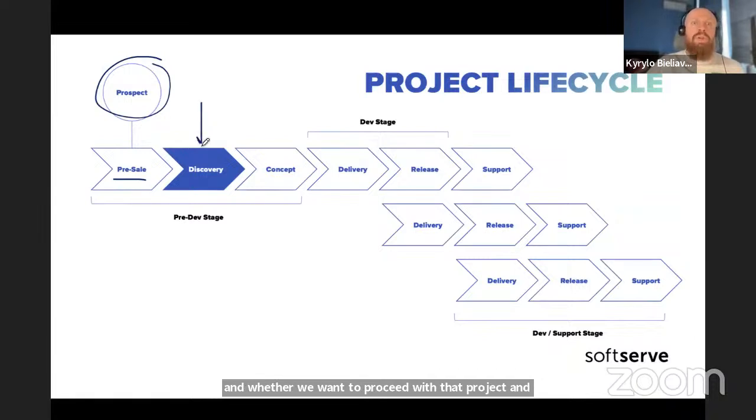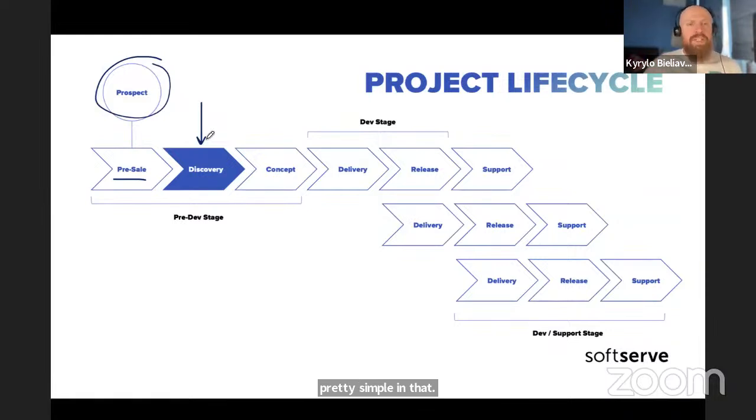This is the stage that we will be focusing on today. So this is a stage when we really want to understand what this project will be about, what kind of system we need to develop, what kind of business problems we need to tackle with our system or with our solution. But usually for an IT company, the solution is an IT product, right? It's pretty simple in that terminology.